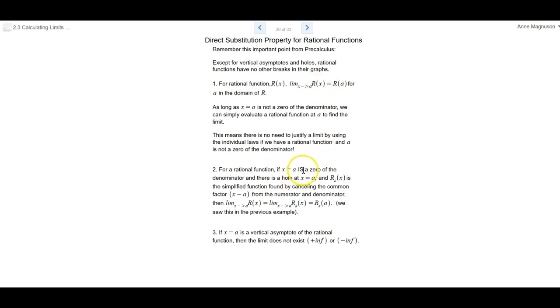However, if x equals a is a zero, and there's a hole at x equals a, I can just substitute a into that simplified function after I cancel that common factor. We saw that in the previous example.